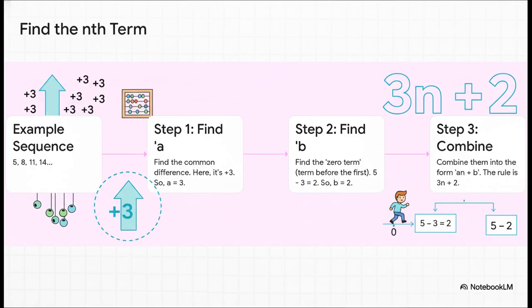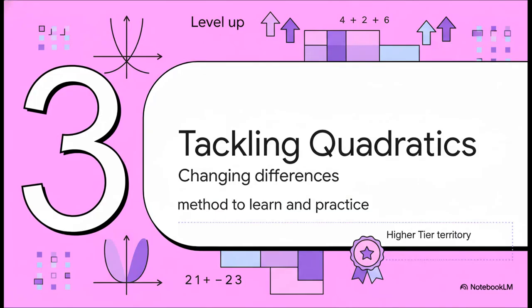Let's walk through one. Take the sequence 5, 8, 11. First step, what's the difference? Well, it's going up by 3 each time, so a is 3. That means our rule starts with 3n. Now for that zero term. We start at 5 and step back by our difference of 3. 5 minus 3 is 2, so b is 2. Just stick them together and you've got your rule. 3n plus 2. Done.